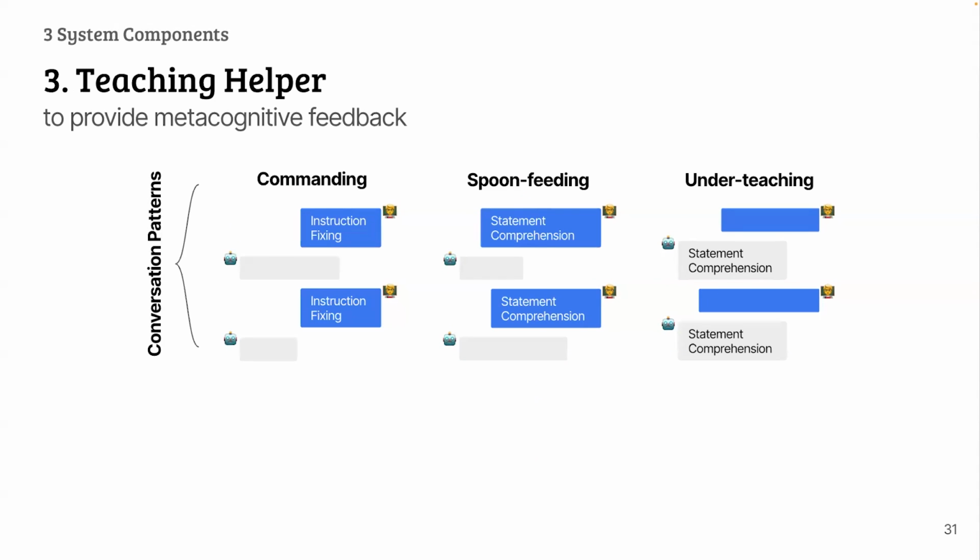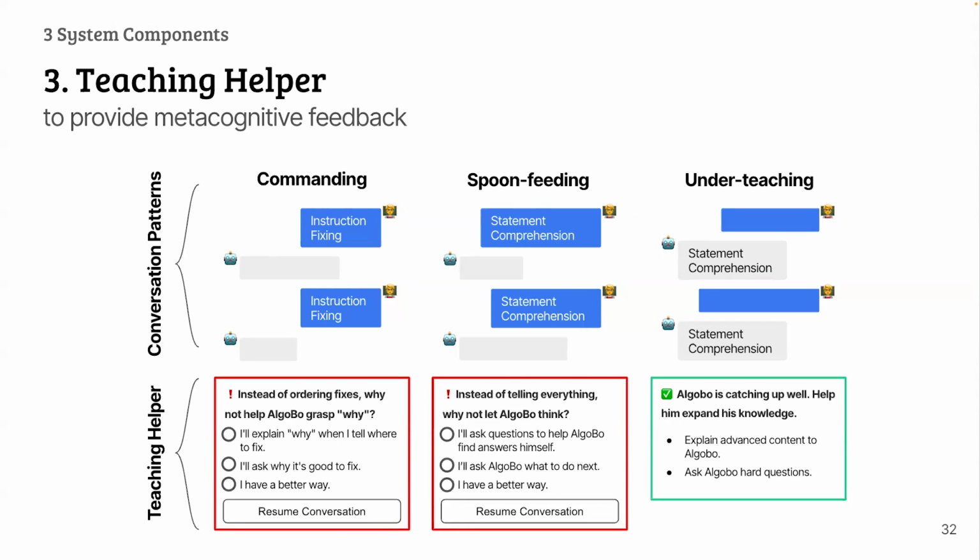The last component is Teaching Helper, which provides metacognitive feedback on teaching methods. Teaching Helper analyzes the conversation in real time and detects conversational patterns ineffective to learning by teaching. For each detected conversational pattern, Teaching Helper provides adequate feedback in either a red or green box in the chat interface.